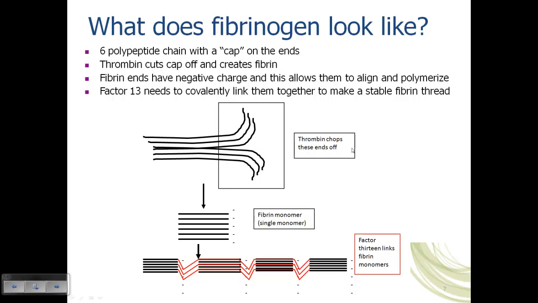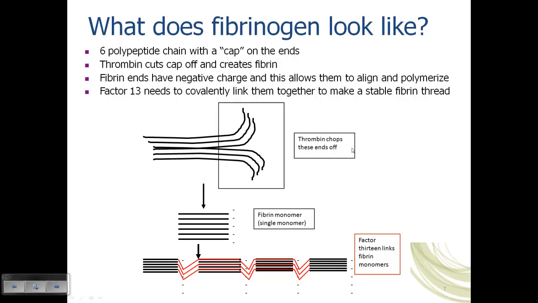Now, what exactly does fibrinogen look like that it has to be activated and cross-linked? Well, fibrinogen, I'll remind you, is a plasma protein. It's always present in the plasma. And you wouldn't want it to be aberrantly activated and have these fibrin threads synthesized inside your bloodstream.